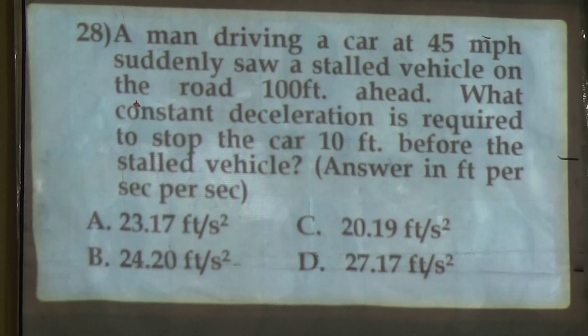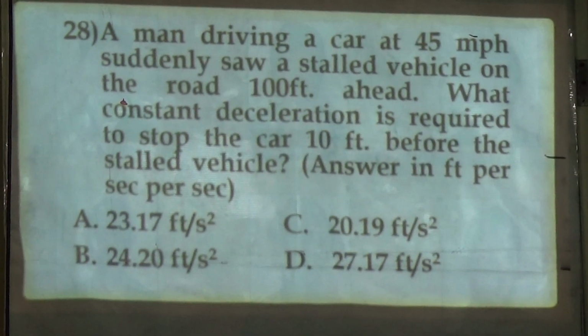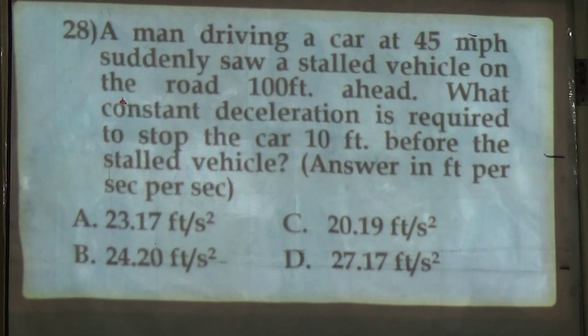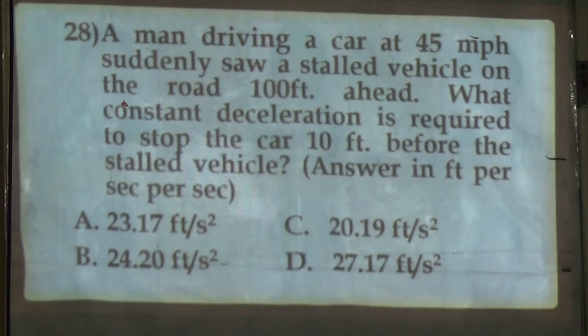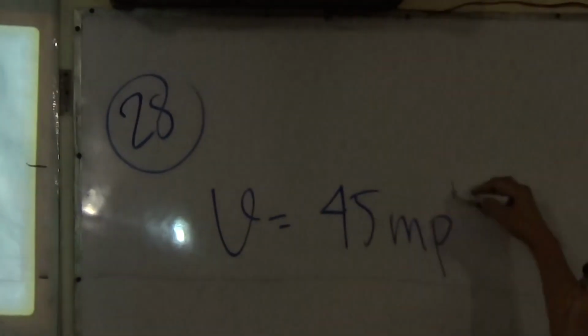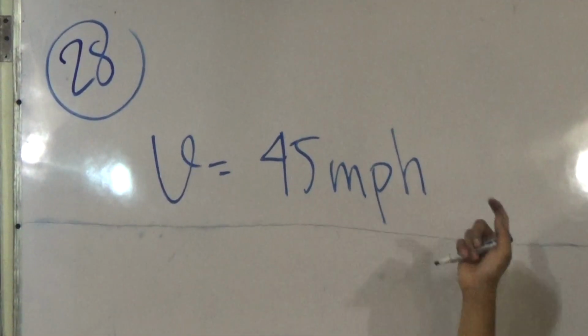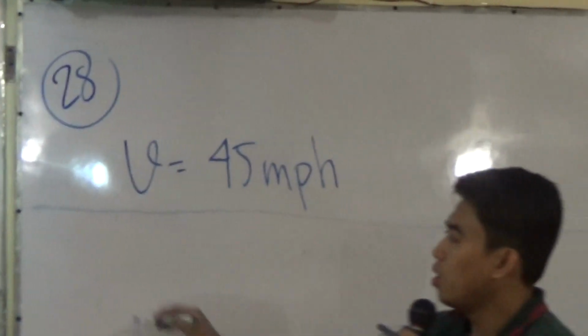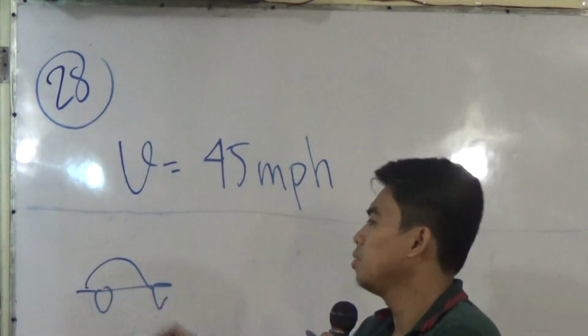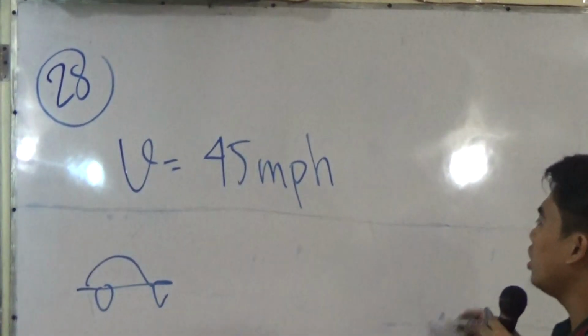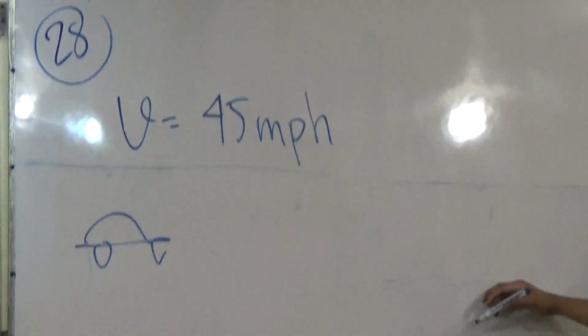Okay, 28. A man driving a car at 45 miles per hour suddenly saw a stalled vehicle on the road 100 feet ahead. So we have a velocity of 45 mph. So understood na pag mph, hindi yan meters per hour. Okay? Miles per hour talaga yan, sir. So we have a car. Okay? And then, nakakita tayo ng stalled vehicle 100 feet ahead.